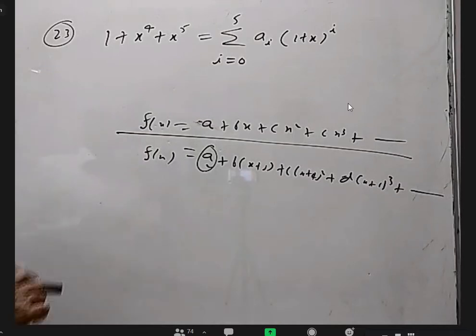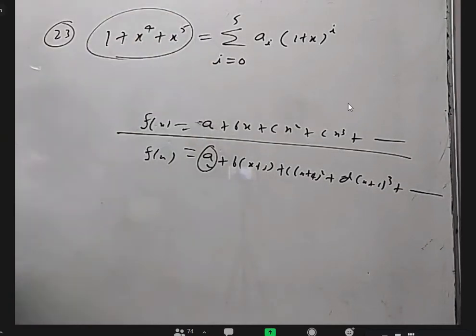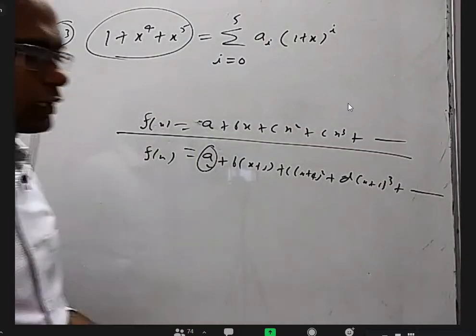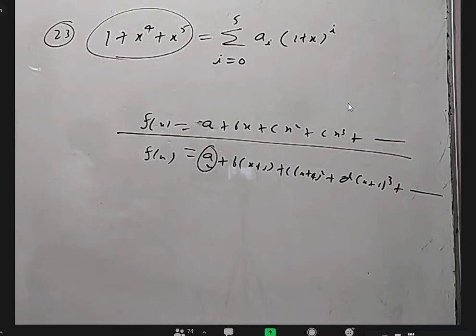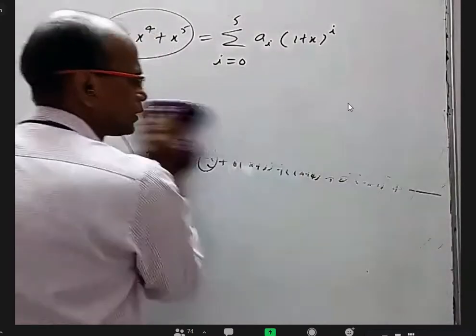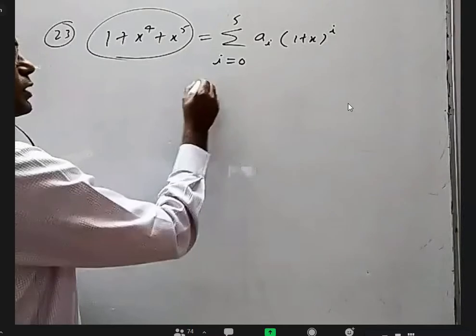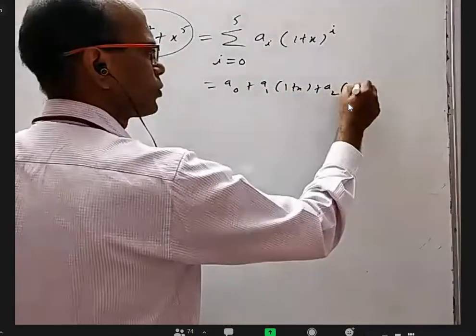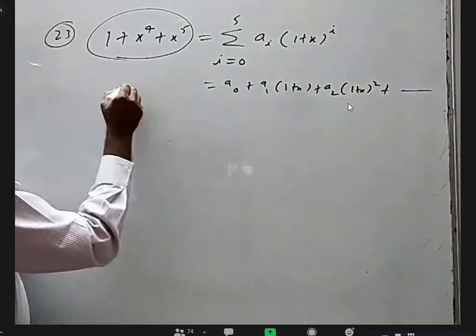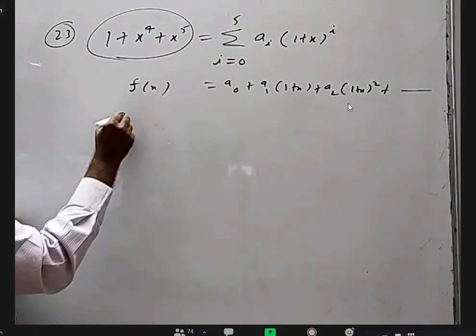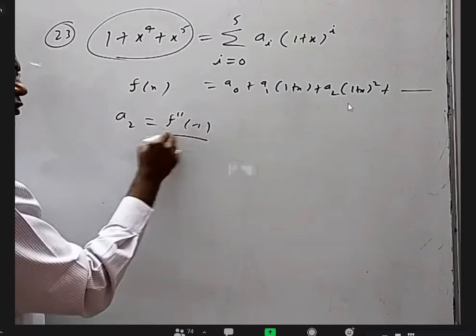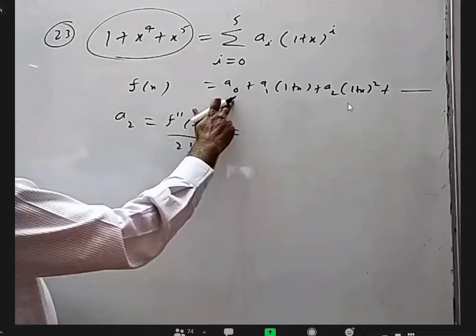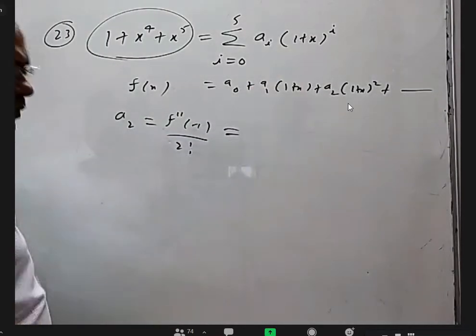So this is like your f of x, and they are asking about a2. That is one way, but I'll also tell you how to do it by the binomial theorem. But that's such a simple thing that anybody can understand. When you expand this, you are going to get a0 plus a1 into 1 plus x plus a2 into 1 plus x whole square, and so on. If this is f of x, obviously a2 is f double dash -1 by 2 factorial. a0 is f of -1, this is f dash -1, this is f double dash -1 by 2 factorial.